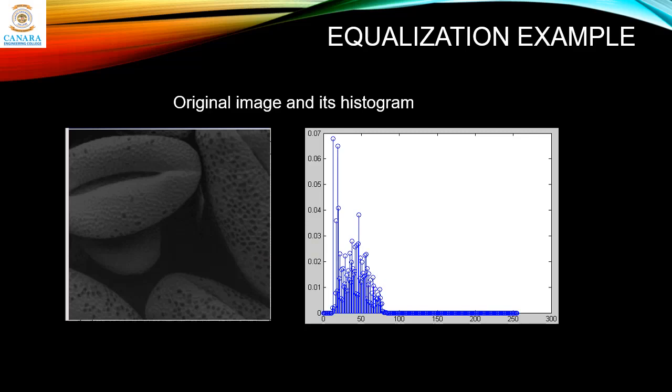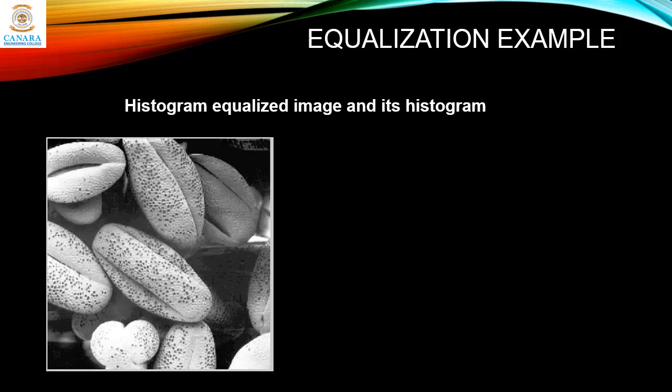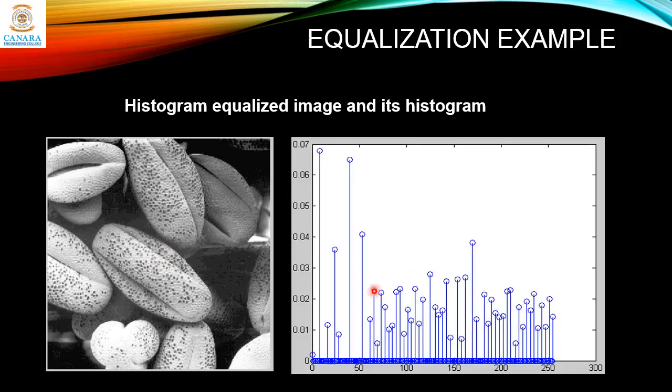Now if you perform histogram equalization on this image, this is the output. So this is an image with improved contrast, and let's look at its histogram. It's fairly equalized. So you have representation for all the levels, and it is not at all concentrated like in the original image. So this is the effect of performing histogram equalization.